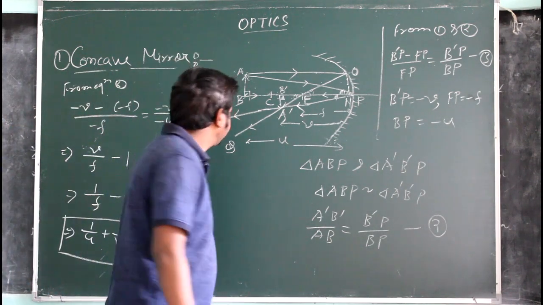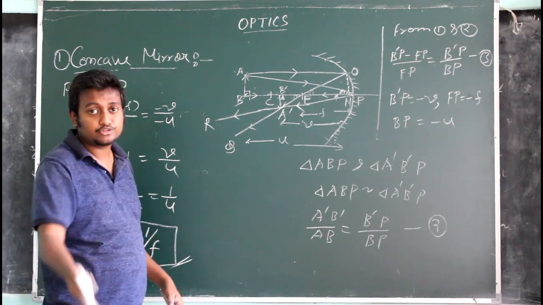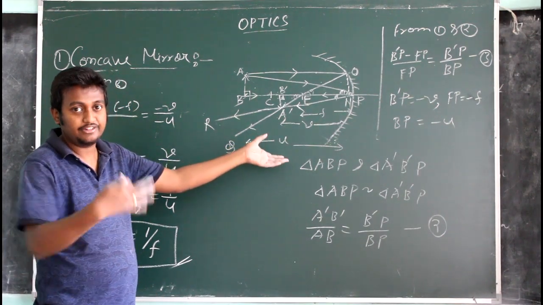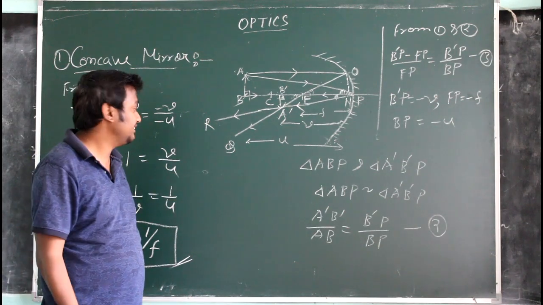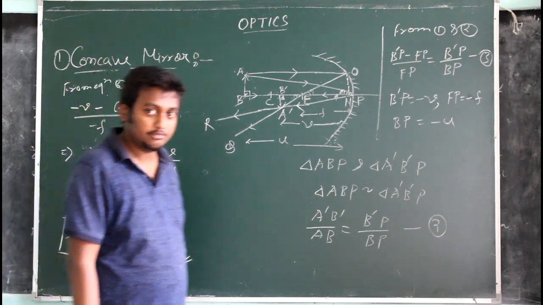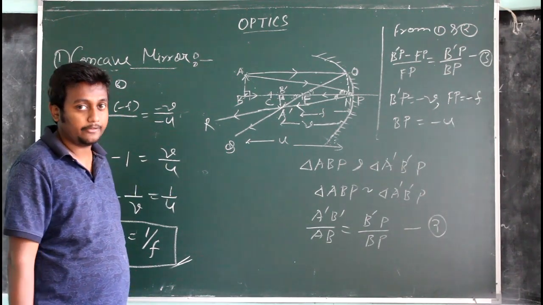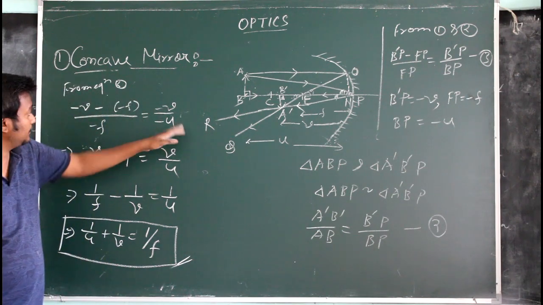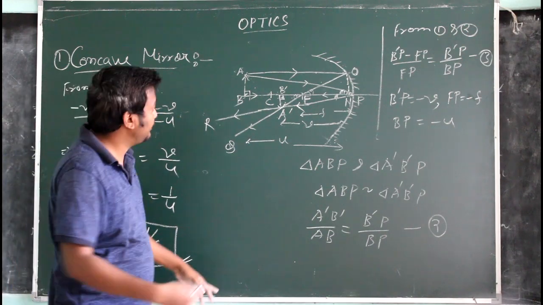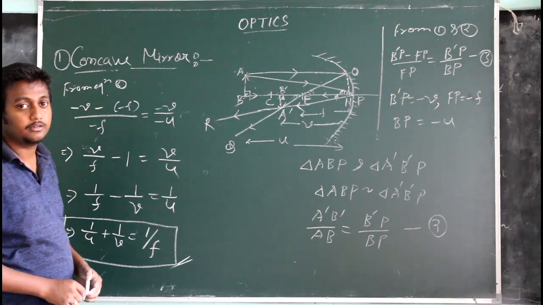Go through this derivation before my next class. Try to solve for the convex mirror, with the same process. I will give you the ray diagram. By seeing the ray diagram, try to derive the mirror formula for the convex mirror. First go through this, then it will be easier for you. So today, go through this and try to derive the mirror formula using the convex mirror. Thank you.